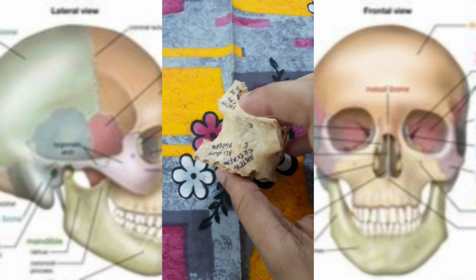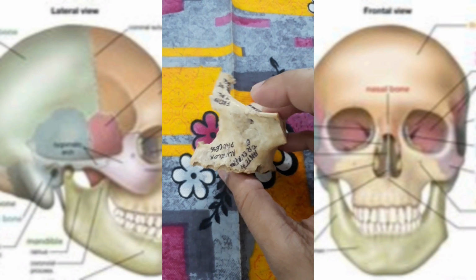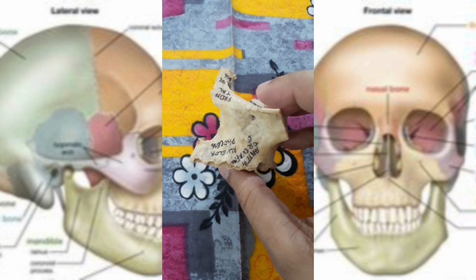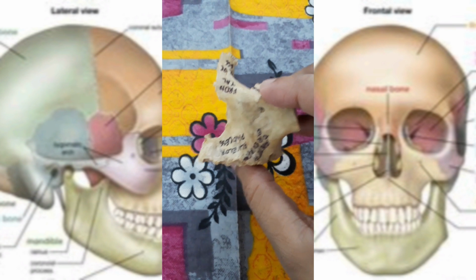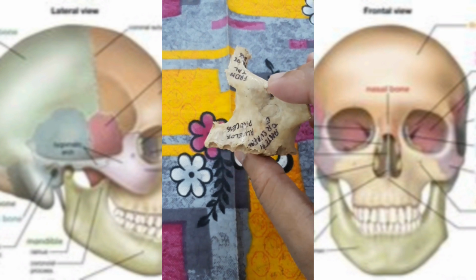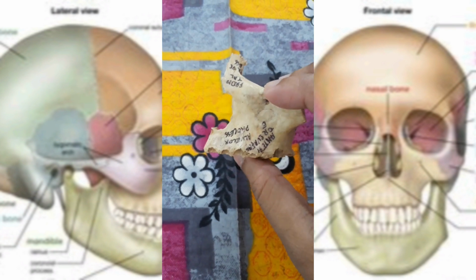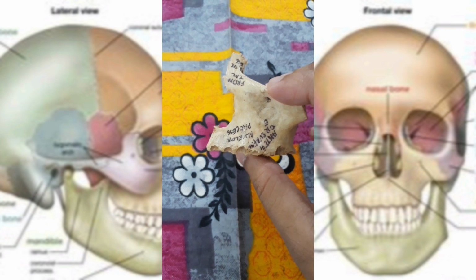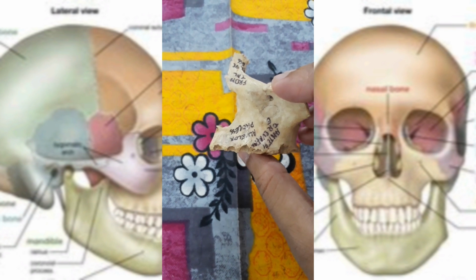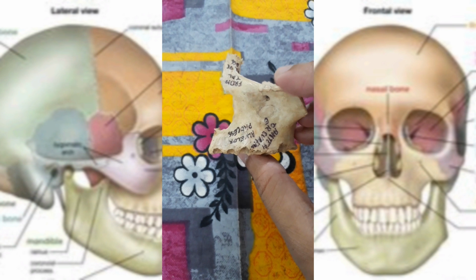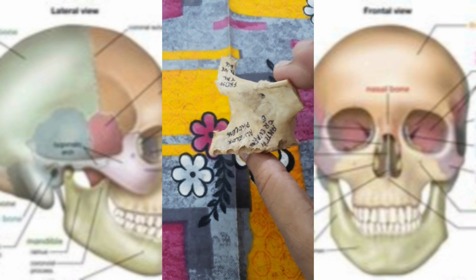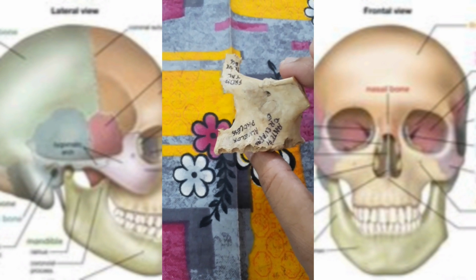Clearly there are one body and four processes of the maxilla. I repeat, there is one body of the maxilla and four processes. The processes are the frontal process, the zygomatic process, the alveolar process, and the palatine process. We'll study each of these five in detail. So let's start with the body.